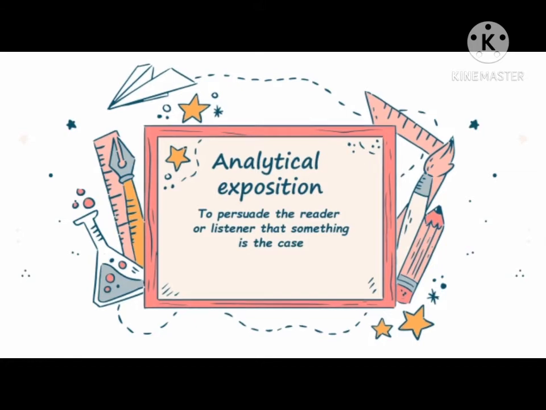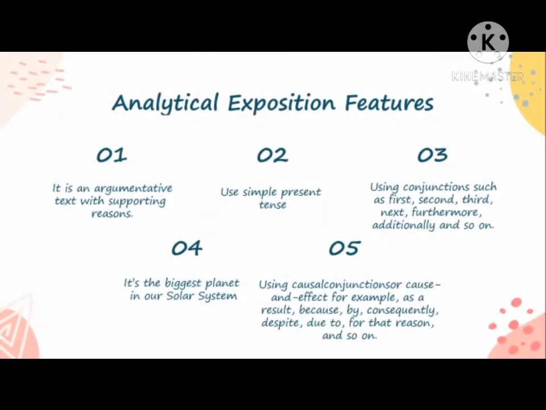So next, analytical exposition features. There are several characteristics of this text. The first one, it is an argumentative text with supporting reasons. The second, use simple present tense. And the third, using conjunctions such as first, second, third, next, furthermore, additionally, and so on. The fourth, use evaluative words such as important, valuable, trustworthy, and so on.